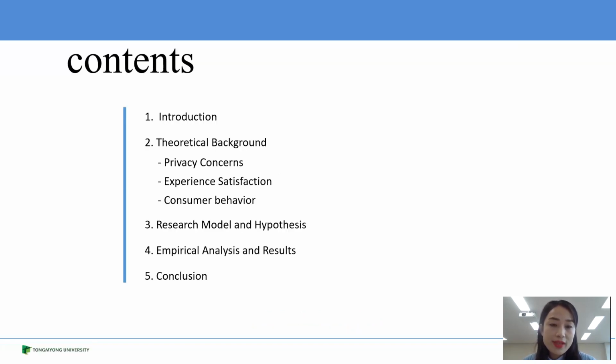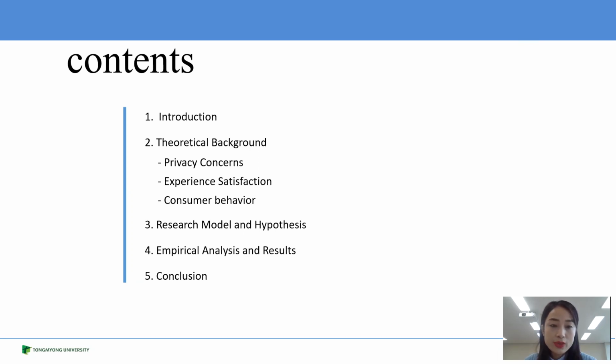It's an outline of this paper. I mainly divide it into 5 parts. 1. Introduction. This part mainly describes the research background, research purpose, and research significance. 2. Theoretical background. This part mainly elaborates the relevant theoretical knowledge of privacy conflicts, experience satisfaction, and consumer behavior.